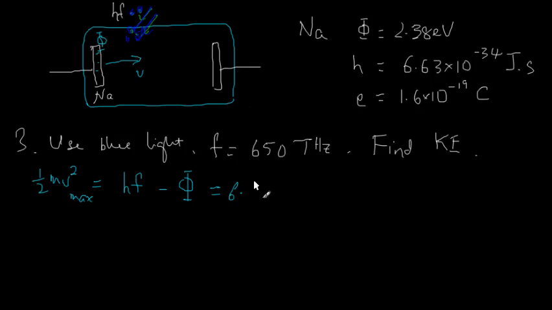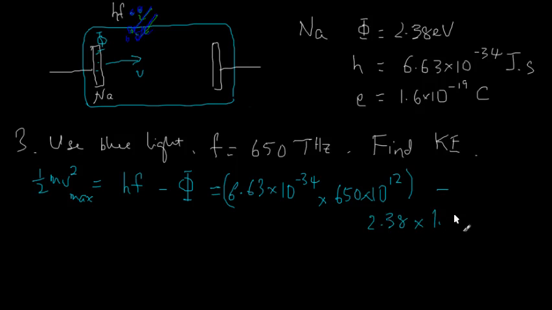h is 6.63 times 10 to the power of minus 34. f is 650 times tera, which is 10 to the power of 12. So this is hf minus phi, right? That's in eV, so we need to take 2.38 and multiply it by e, 1.6 times 10 to the power of minus 19. Using our calculator, we would find 5.258 times 10 to the minus 20 joules.